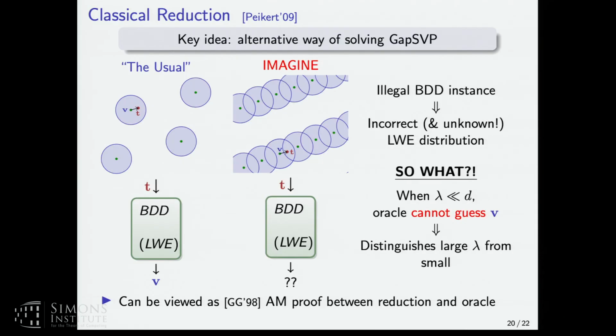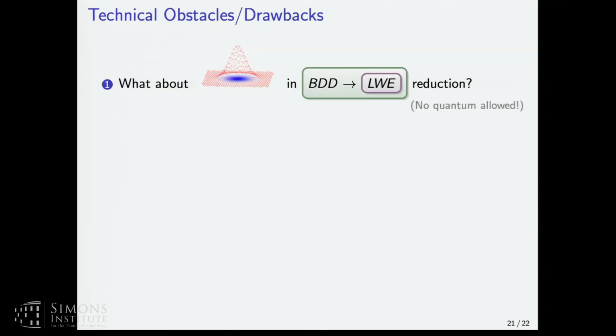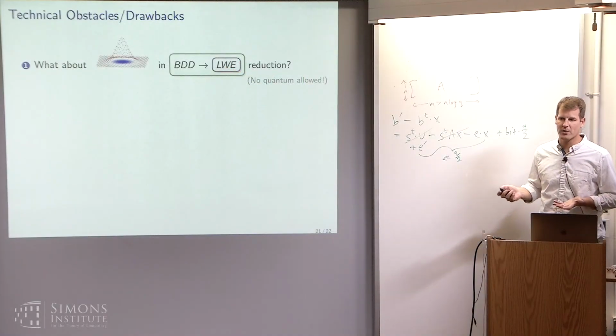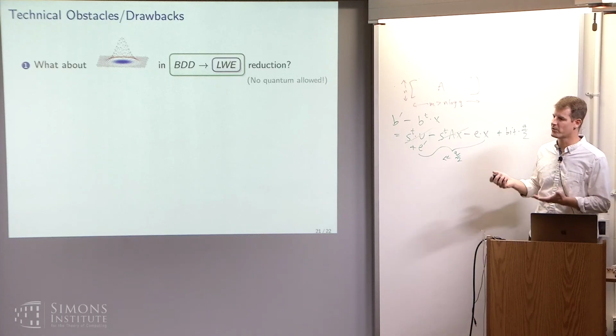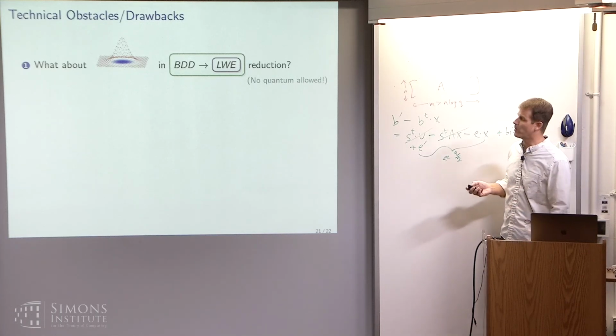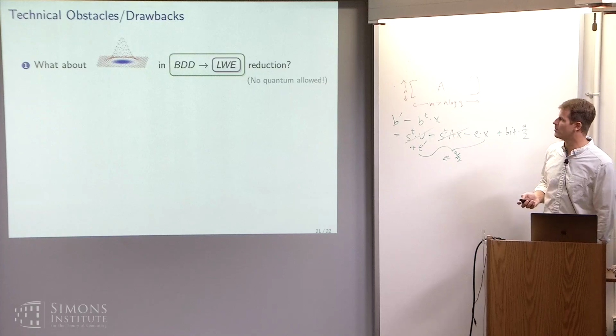I should mention, if you know the Goldreich-Goldwasser proof system, this can be viewed as some kind of version of that between the reduction and an oracle. So I'll just mention there are some technical obstructions to making this work. For example, where do we get the Gaussian samples from? You need those to run the reduction. We don't have quantum, so we can't generate them quantumly.